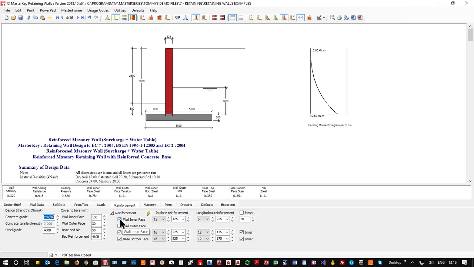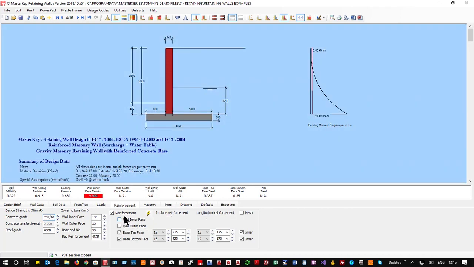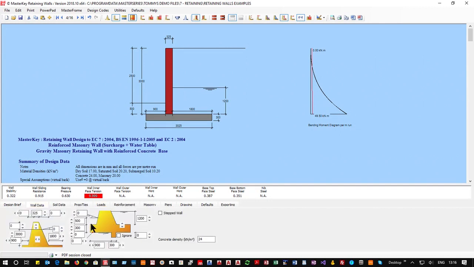Do I need to have reinforcement in the wall? Well, the answer is yes. If I had no reinforcement in the wall, I would need to come back and make this wall massively big.